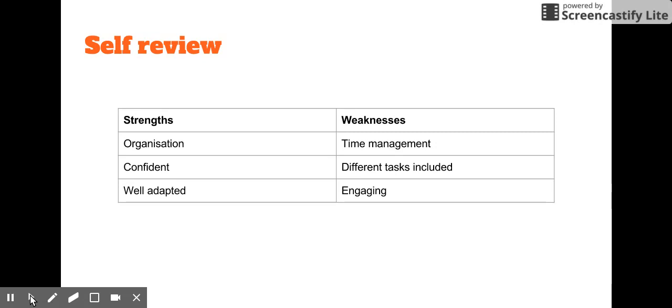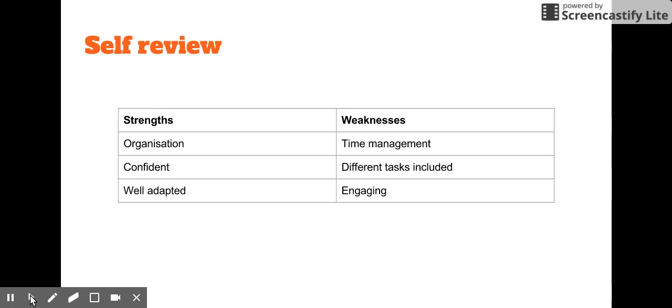I need to include more different tasks within the session. So my session was very rugby based, rugby fitness based. So maybe I could incorporate a little bit of football or some circuit training type thing and make it a little bit more different, so it's more engaging.